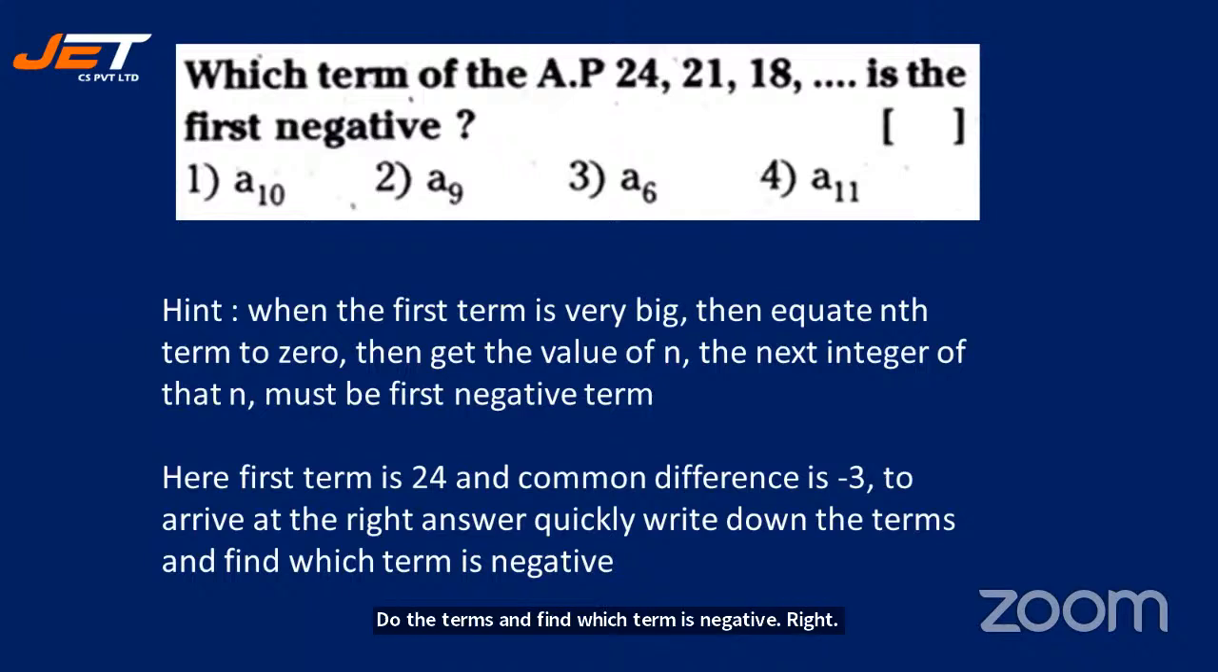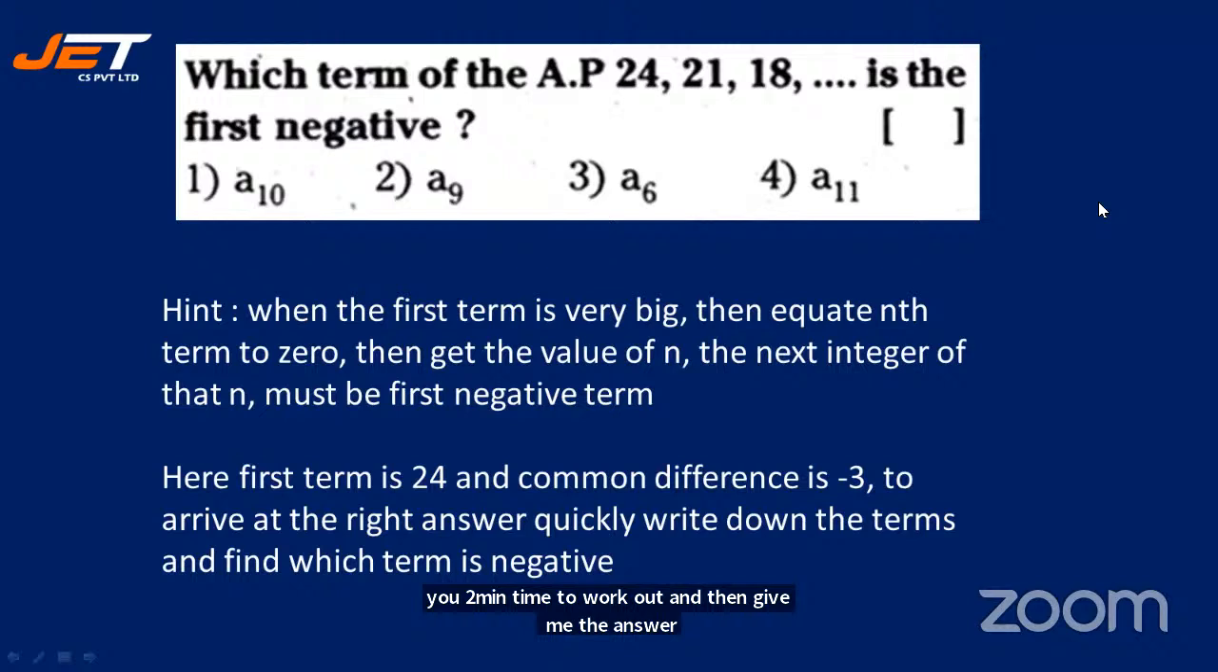So 24 minus 3 is 21. 21 minus 3 is 18. 18 minus 3 is 15. 15 minus 3 is 12. Like that. Go till 0 and from which term it starts with negative, that you need to find out. Count it and then give the answer. I'm giving you 2 minutes time to work out and then give me the answer. Yes, quickly do it.